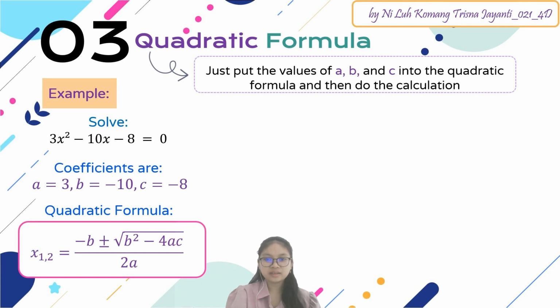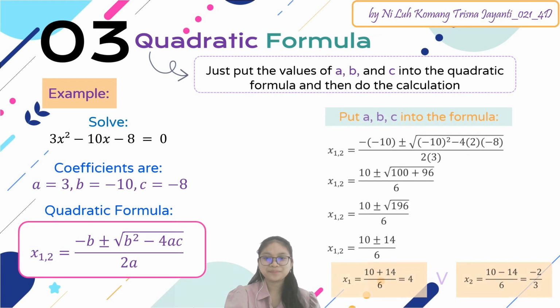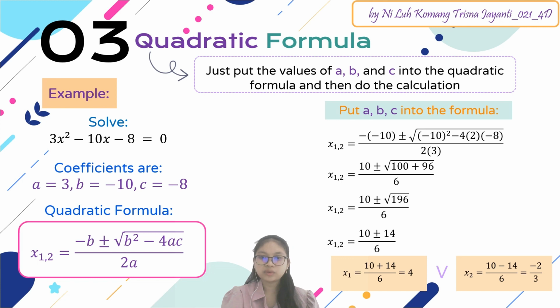Now, let's plug in the values of a, b, and c into the formula. X1,2 equals minus negative 10 plus or minus the square root of negative 10 squared minus 4 times 3 times negative 8, over 2 times 3. So x1,2 equals 10 plus or minus the square root of 100 plus 96, over 6. And then x1,2 equals 10 plus or minus the square root of 196, over 6. x1,2 equals 10 plus or minus 14, over 6.